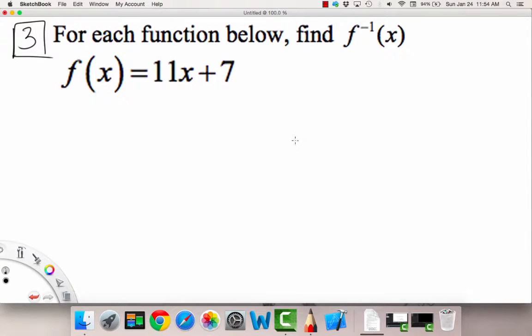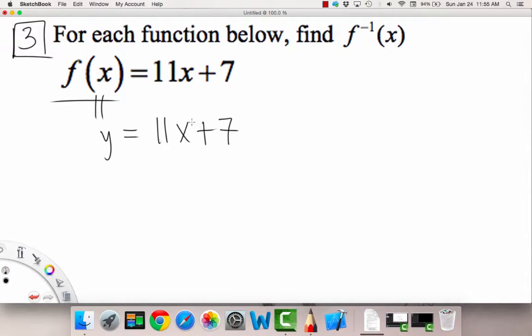Okay, number 3. It says for each function below, find the inverse of f. Here's our f of x, this is equal to 11x plus 7. What I'm going to do is rename some variables. I'm just going to call f of x y, so y is equal to 11x plus 7.